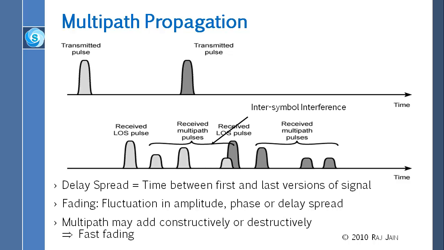So this symbol could be heard even after this time, so the spread is very large. Since the spread is large, we cannot send too many bits. We cannot send too many symbols, because if you send too many symbols, they will just merge into each other and you will get confused. You will get a lot more errors. So the delay spread is the time between the first and the last version of the signal. So in this case, the delay spread will be from here to there.